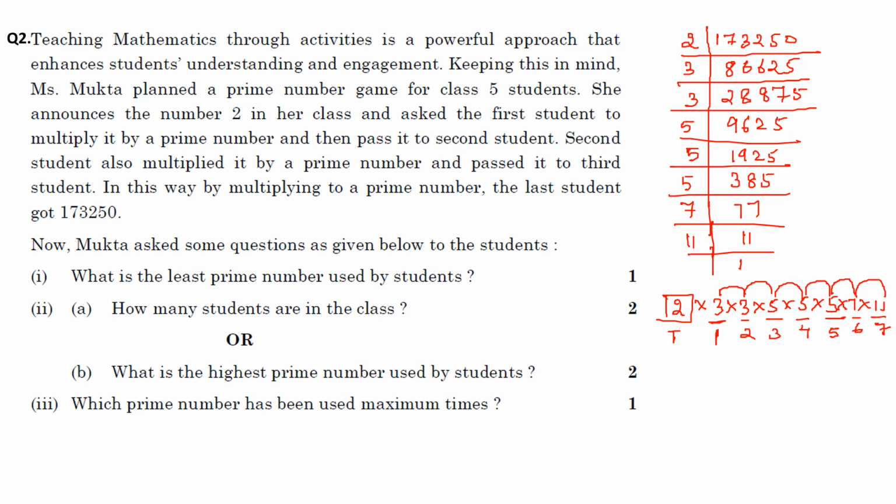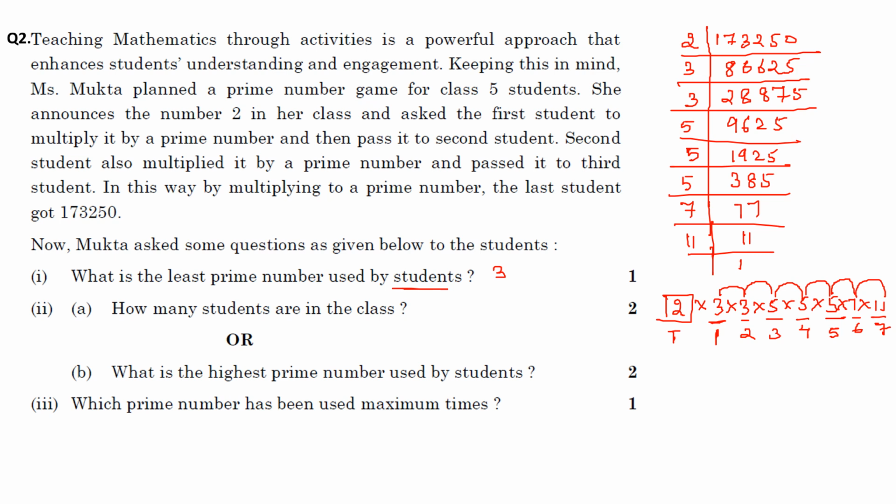Now the question number 1 is, what is the least prime number used by the students? So the least prime number used by the students. The prime number 2 is given by the teacher, so you should not write 2 here. The number which is used by the student. So the least prime number is 3. So the answer for the first one is 3.